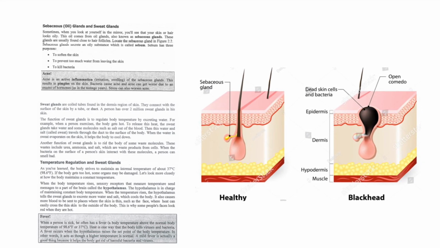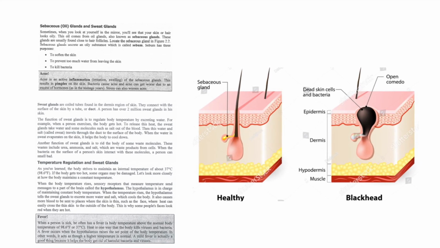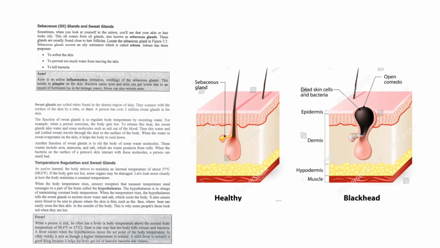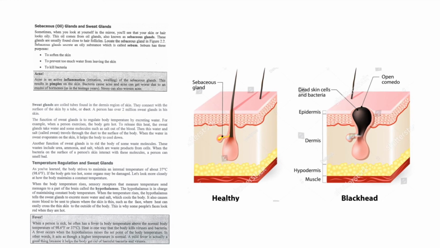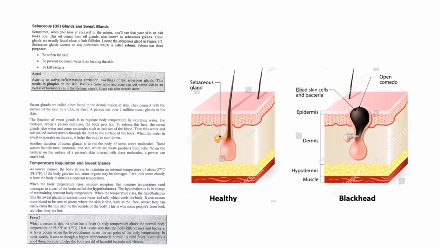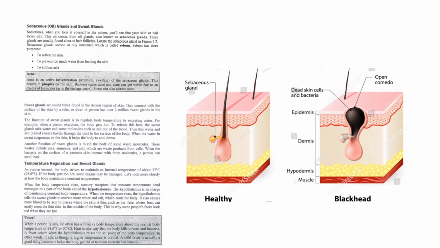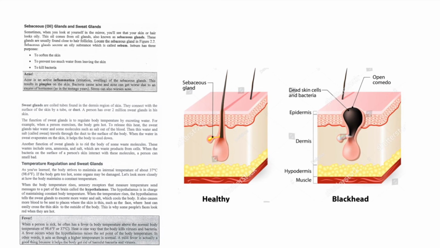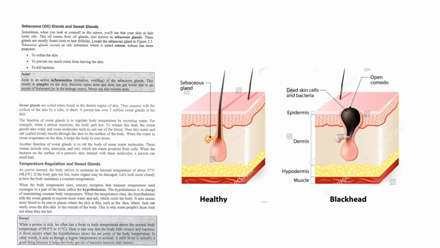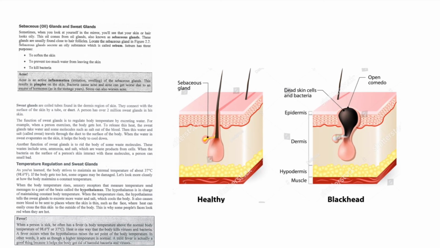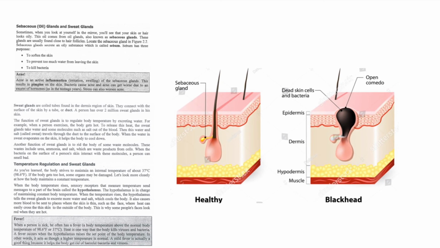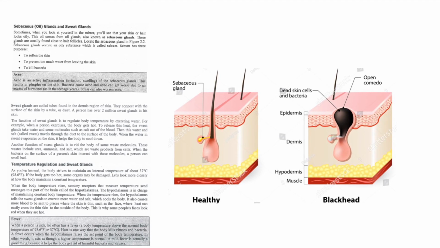When the temperature rises, the hypothalamus tells the sweat glands to excrete more water and salt, which cools the body. It also causes more blood to be sent to the places where the skin is thin, such as the face, where heat can easily cross this thin skin to the outside. This is why some people's faces look red when they are hot.